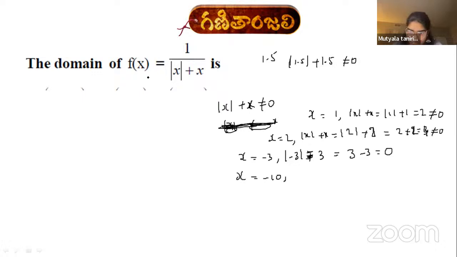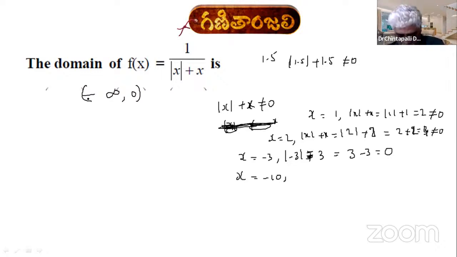So 0 to infinity. Negative numbers are not accepted. Yes, sir. That means minus infinity to 0, excluding 0. Why excluding 0? Oh, the denominator can be 0. No, sir. Yeah.